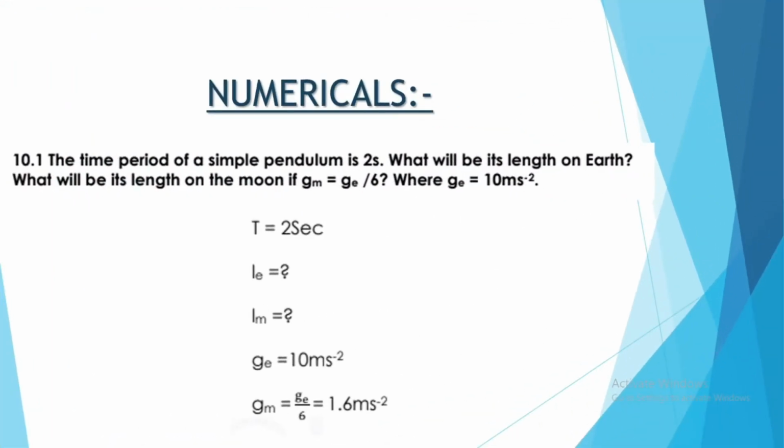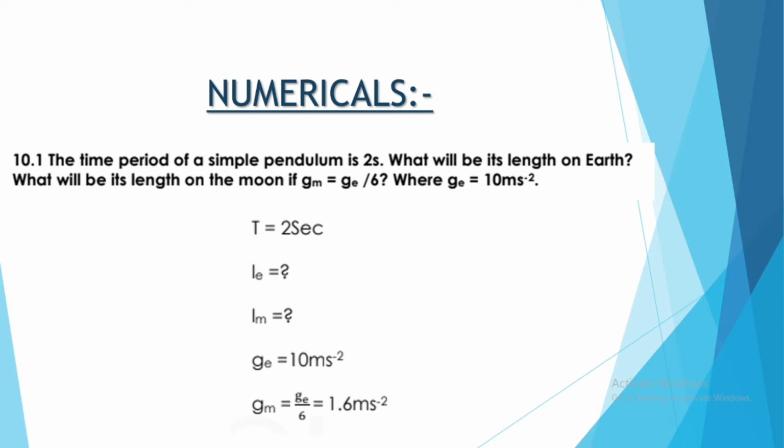So let's start. 10.1. The time period of a simple pendulum is 2 seconds. What will be its length on Earth? What will be its length on the Moon if the gravitation of the Moon is gravitation of Earth upon 6, where the gravitation of Earth is 10 meter per second square?